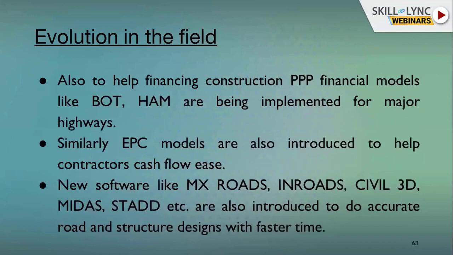Also, to help financing, not only the DPR part. Evolution has happened in construction financing too. Earlier, it was only BOQ based: we prepared the BOQ and the contractor did the BOQ operation. There were a lot of quantity differences, so now models like BOT and HAM are implemented. Similarly, EPC models are also now prepared. HAM means the government will pay some and the private party will pay something. In BOT, the concessionaire will pay. In EPC, milestone-based payments are there. So all these evolutions are going on nowadays.